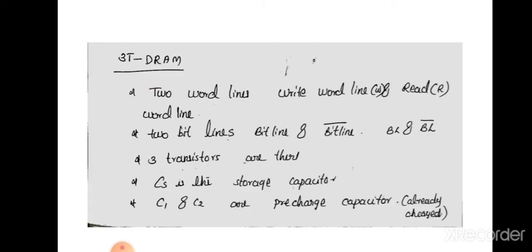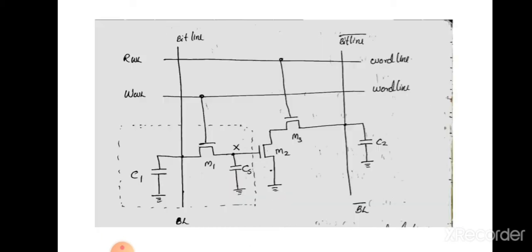So what is the main point? 2 word lines are there, W and R. 2 bit lines are there, BL and BL bar. 3 transistors are there, M1, M2, M3. The storage element is CS. C1 and C2 are pre-charge capacitors. So these are the main components.